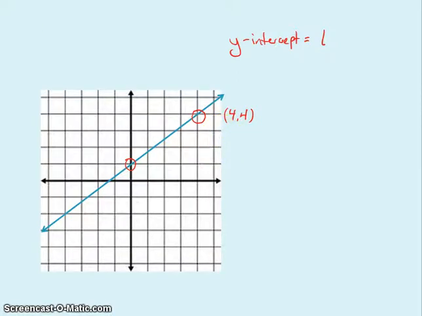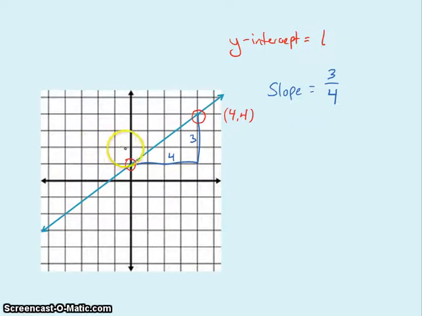So I can make a triangle to use rise over run. My run is 1, 2, 3, 4. My rise is 1, 2, 3. So slope, which is equal to rise over run, is 3 over 4.